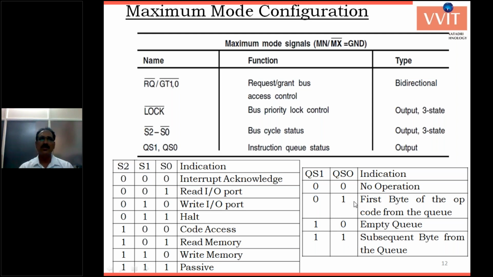0, 0, there is no operation. 0, 1, the first byte of the machine code is accessed from the queue. 1, 0, there is no content in the queue. 1, 1, subsequent bytes other than the first byte. This is indicated as the queue status.